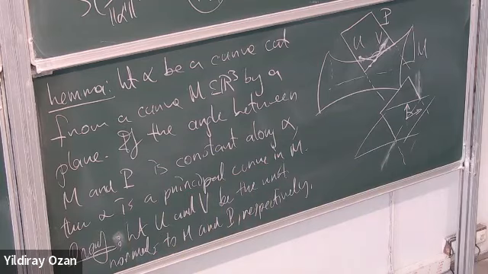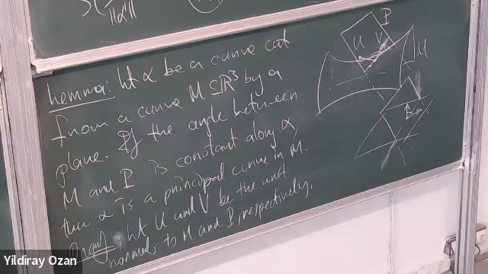Well, if something is constant, you know what to do, right? Take its derivative and obtain 0. This is a differential geometry course, so we just take derivatives.